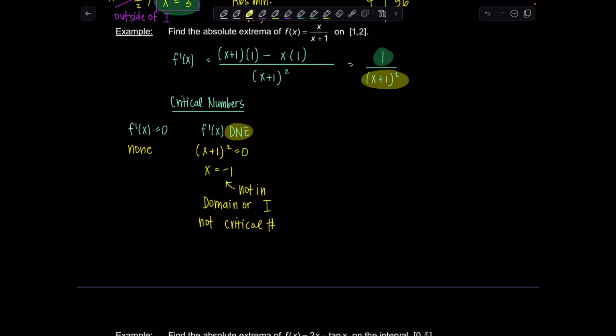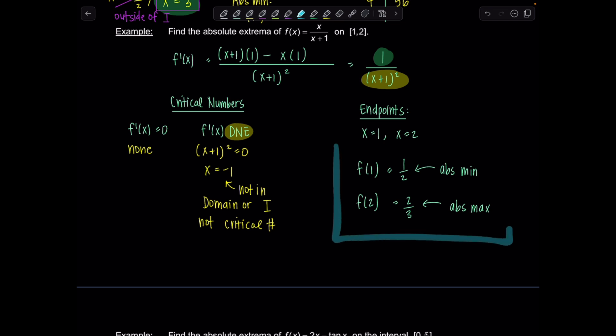What in the world? So all I have to go off of are the endpoints. What are the endpoints of my interval? X equals 1 and x equals 2. So we can make a table, or you could just plug them in. F of 1 is going to be 1/2. F of 2 is going to be 2/3. So one's the absolute max, one's the absolute min. Which is which? Here's my absolute max, and here's my absolute min. I'm guaranteed both by the extreme value theorem, so long as we have a closed interval on which our function is continuous.